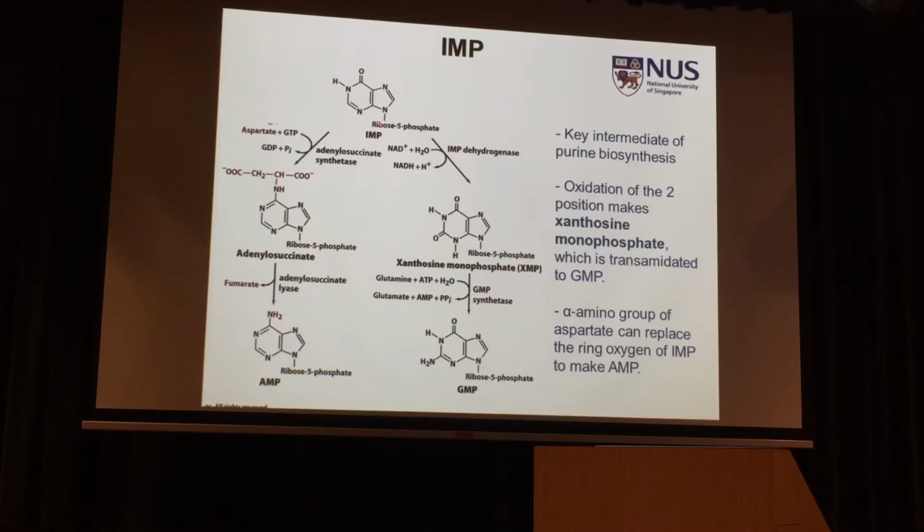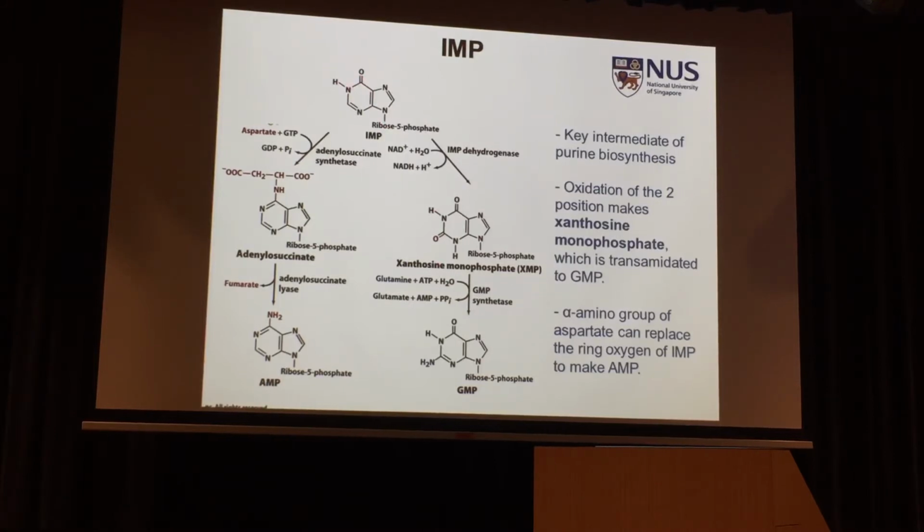So IMP is not accumulated in the body. As soon as it is being made, it is being converted to A and G. That's why when you probe for IMP, you rarely see it, because what we essentially need in the body is A and G, not I. The half-life is also very low. It never accumulates.